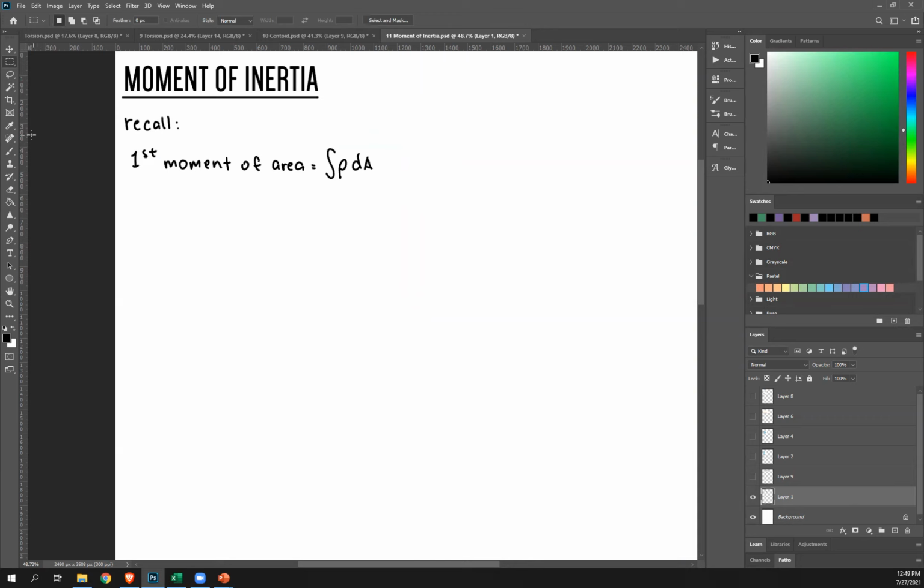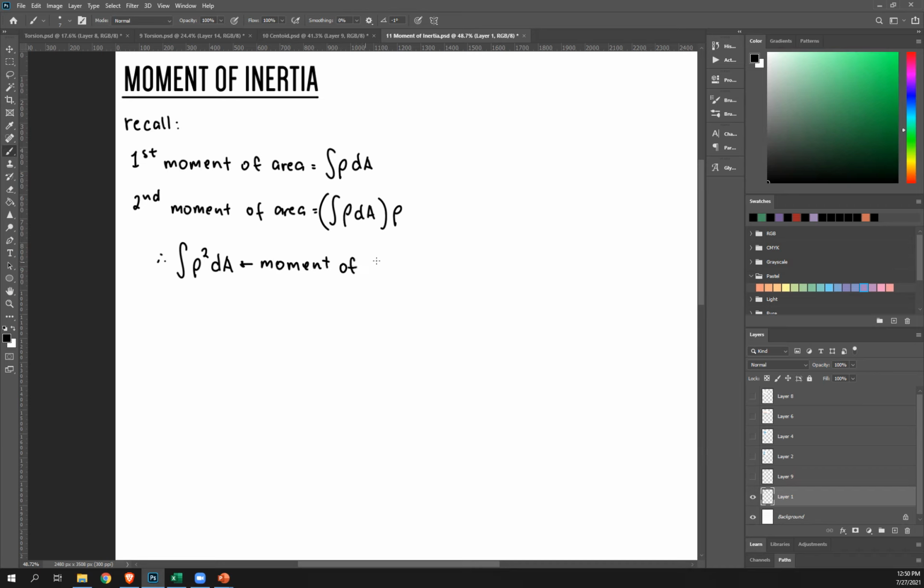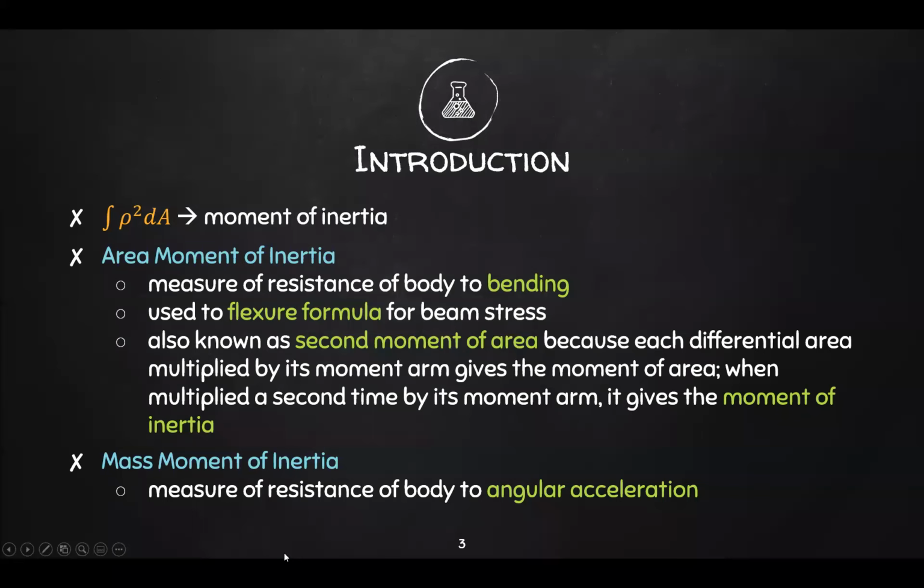Now, what if I multiply this by rho again? Okay, that's your second moment of area. So, multiplying this term, your rho dA, by rho again, then what you get is integral of rho squared dA. And that is moment of inertia. Okay, so that's why area moment of inertia, to be more specific, is also called second moment of area. Okay? And then, mass moment of inertia, as mentioned earlier, is a measure of resistance of a body to angular acceleration.